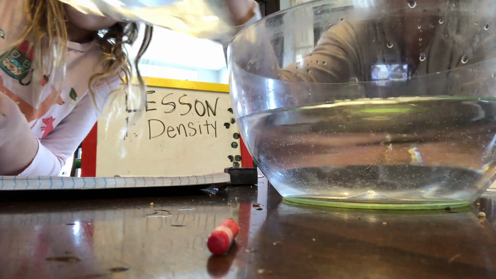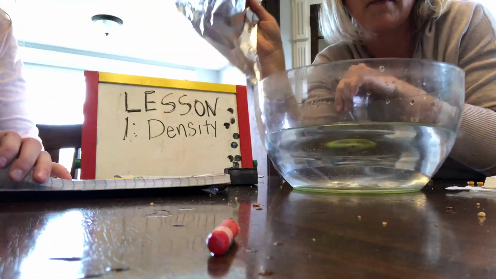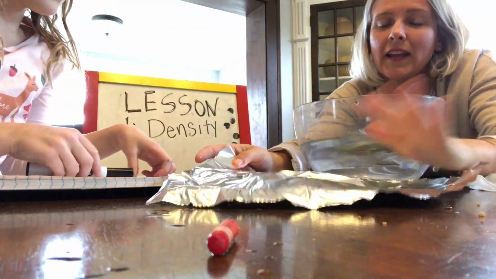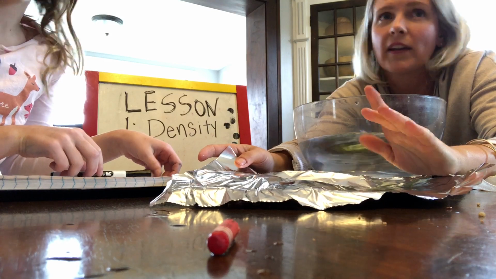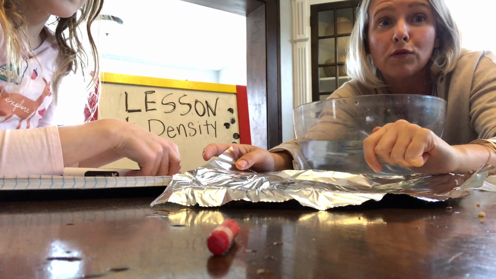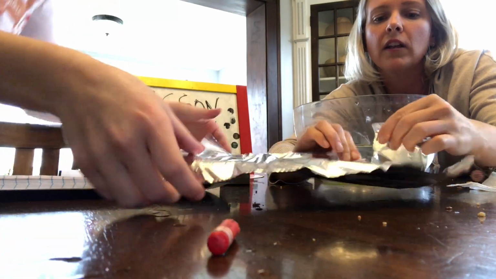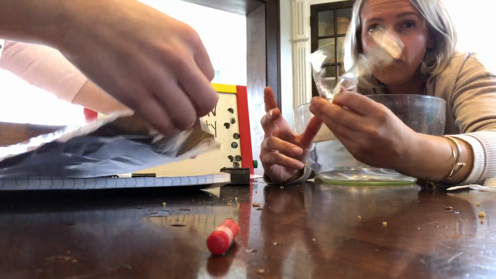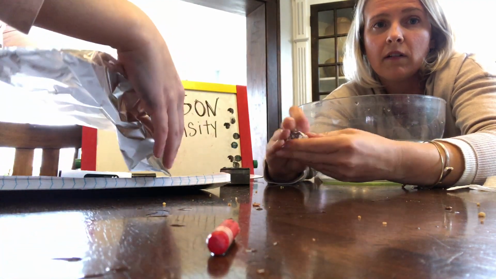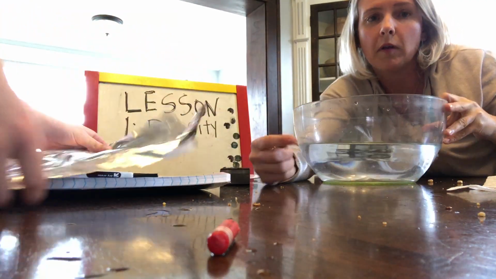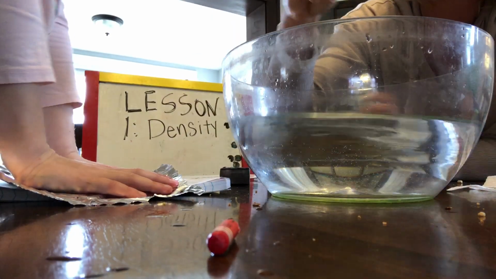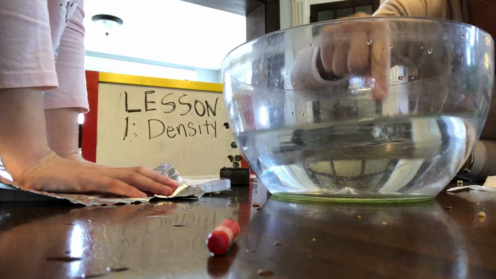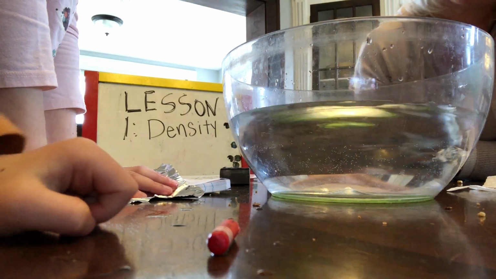Okay, so here's your challenge. We have a piece of foil. Your challenge at home is to see if you can design a boat that floats, okay? And I'll give you a hint. I'm going to tear this piece up. If you take your piece of foil and you ball it up into a ball, I'll just show them. Look what happens. A boat that floats. It floats.